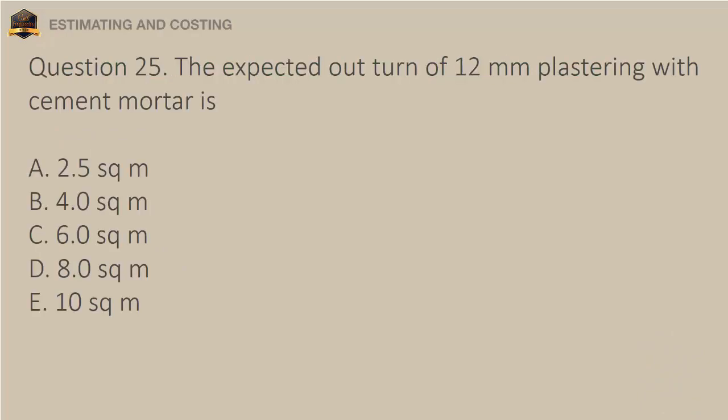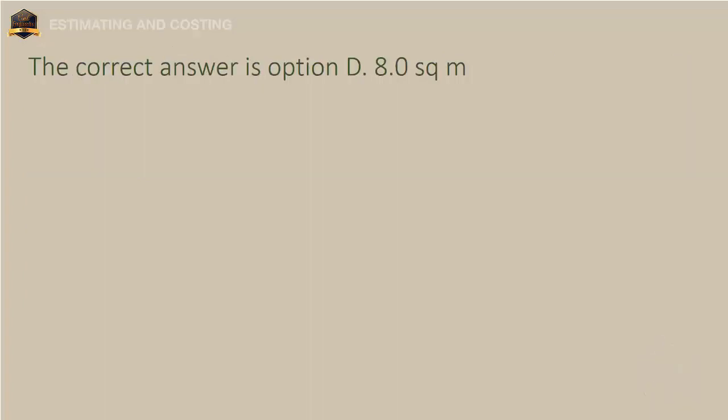Question 25. The expected outturn of 12 mm plastering with cement mortar is A. 2.5 square meters. B. 4.0 square meters. C. 6.0 square meters. D. 8.0 square meters. E. 10 square meters. The correct answer is option D, 8.0 square meters.